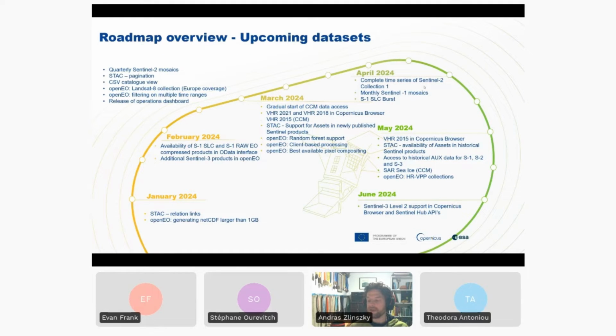Just a quick look at our roadmap. We have a large set of data coming up actually in March and April. These include the very high resolution mosaics from the Urban Atlas and from the European VHR coverage. We also have monthly Sentinel-1 mosaics, so analysis ready data from Sentinel-1 coming up. And meanwhile, we are working on developing the STAC access to add further metadata, and we are supporting new functionality in OpenEO and Sentinel Hub APIs. And let me dive into this in more detail in a second.